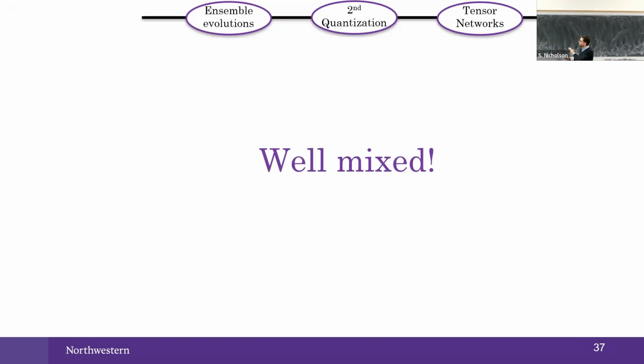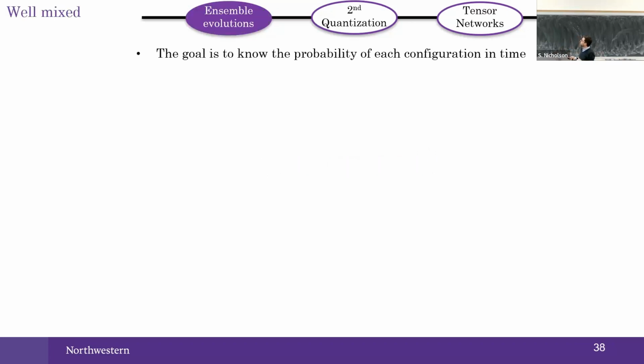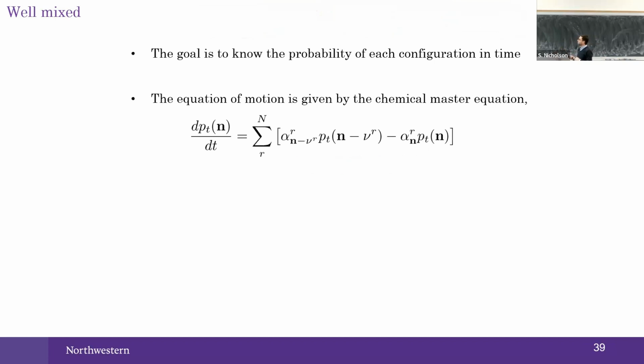Okay, this is a note for me, so I don't forget. We're just in the well mixed case. We're going back to the well mixed case right now, and we'll add diffusion again. So the goal is to know how the probability of each configuration changes in time. Our equation of motion is given by this right here, which is called the chemical master equation. It simply says that the change in probability of any configuration gets a contribution from a sum over each reaction R. Each term has two pieces.